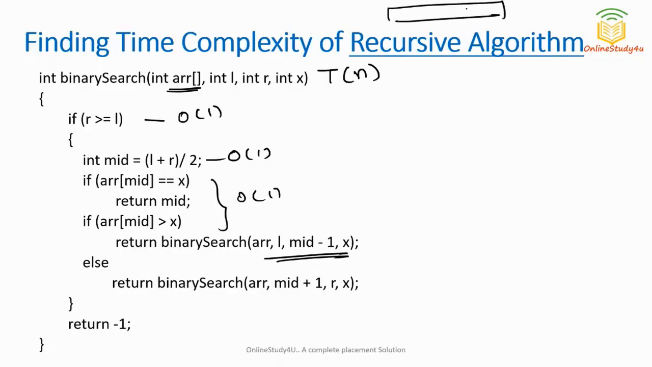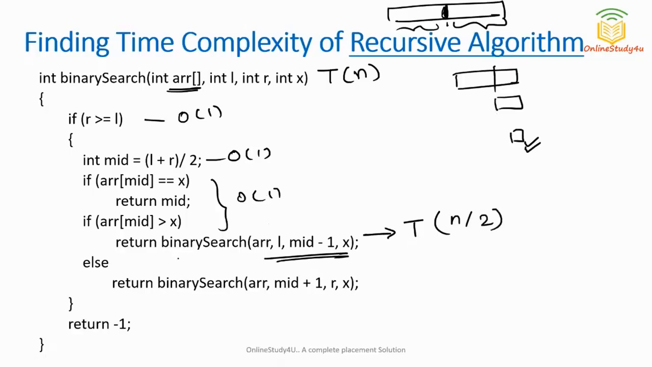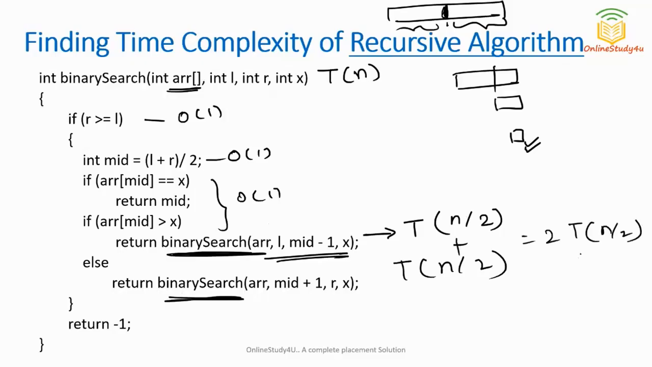Suppose this was the original array. If the element is greater than this value, we consider this part, otherwise this part. So in every step, we are dividing the array in half and lastly we are finding the element. So what we can say here is that this is nothing but T of n by 2, the time complexity for this binary search function. Now if we add both of them, it is nothing but 2 into T of n by 2, which we can call as T of n by 2 again.